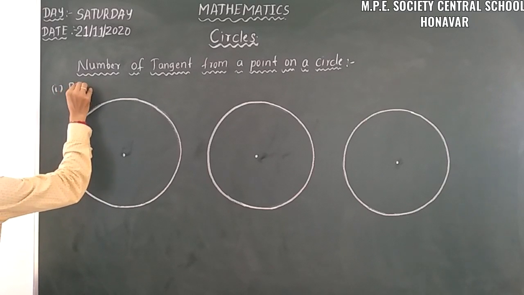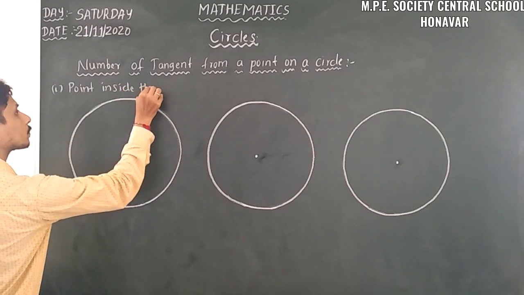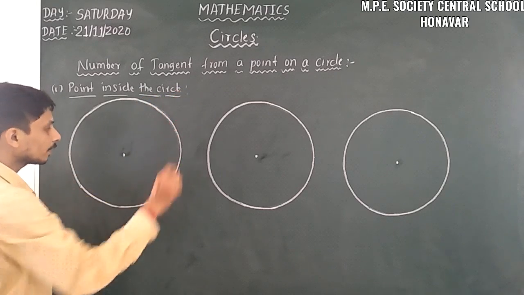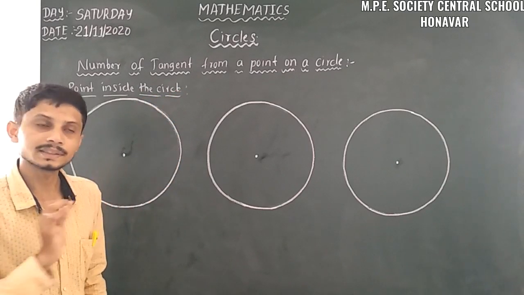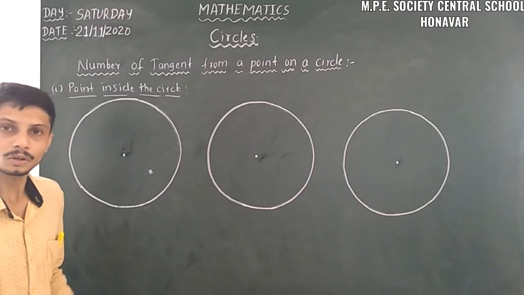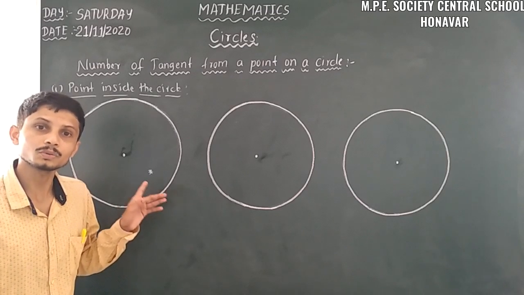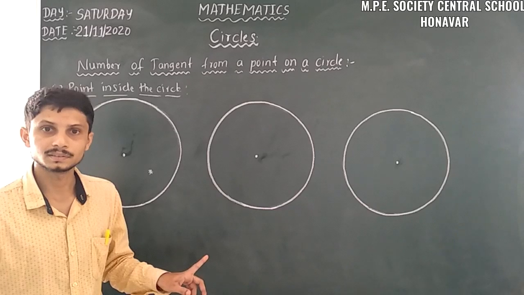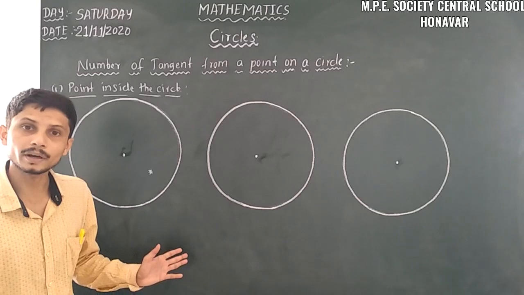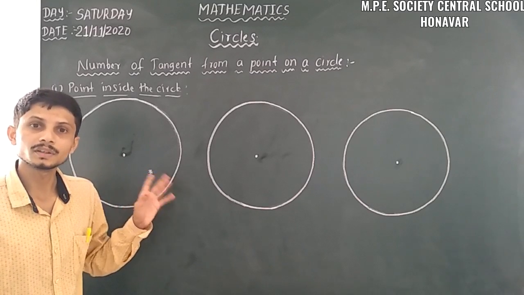Point inside the circle. Here I will take any point inside the circle. So this is the point. Passing through this point, I have to draw a tangent. Is it possible? No, it is not possible. But here we can draw a secant. So there is no case of tangents.